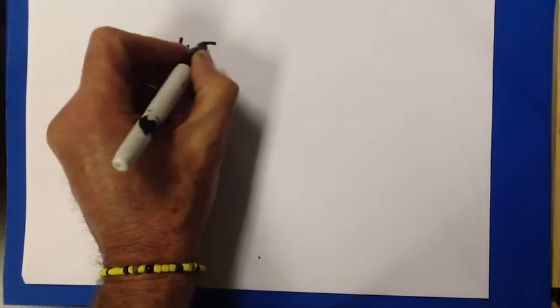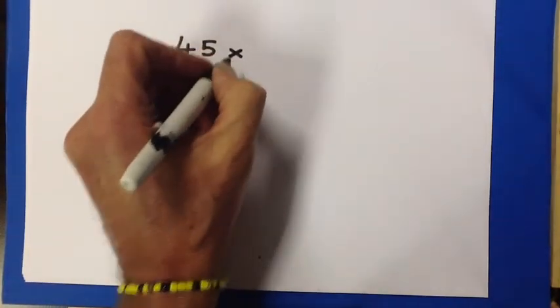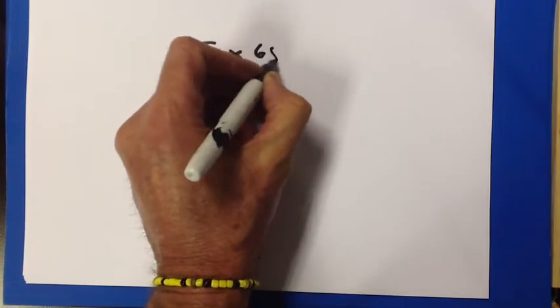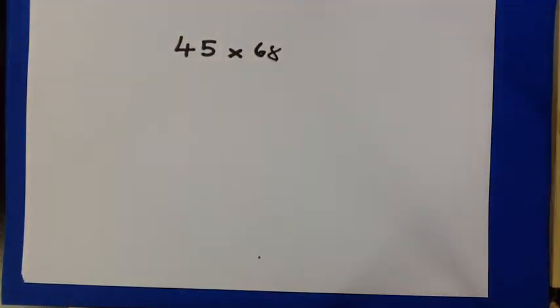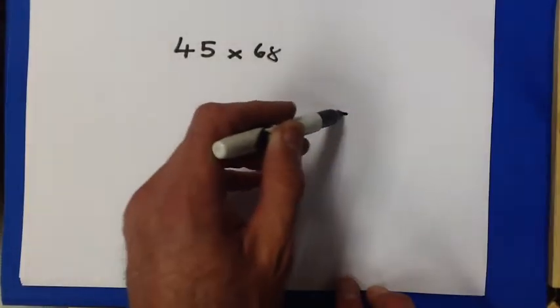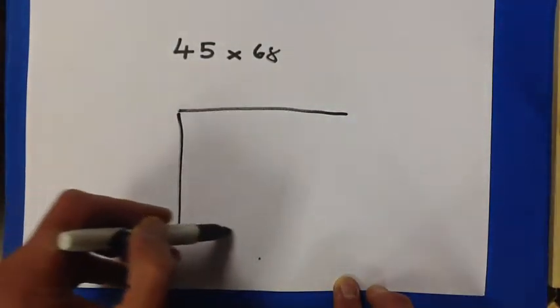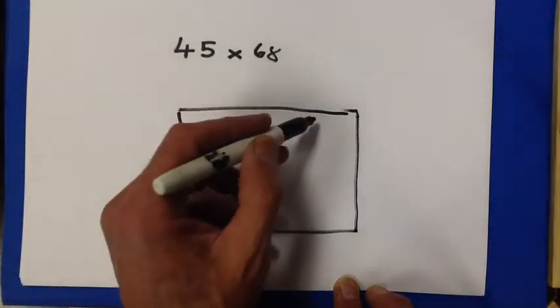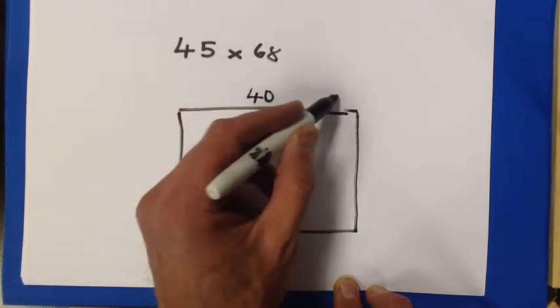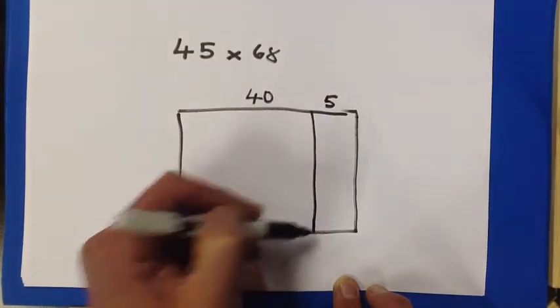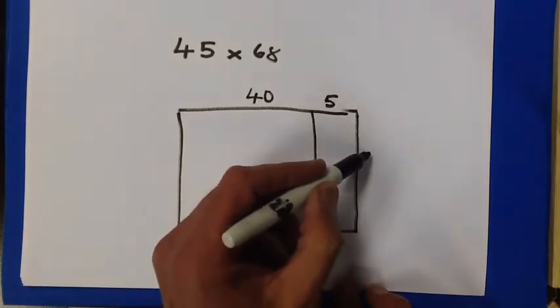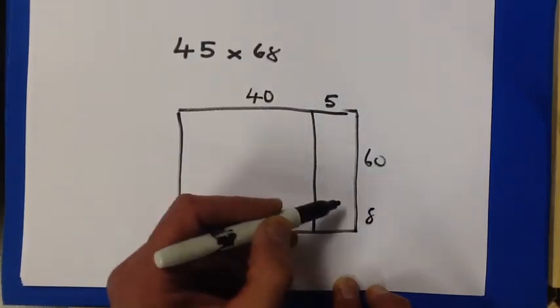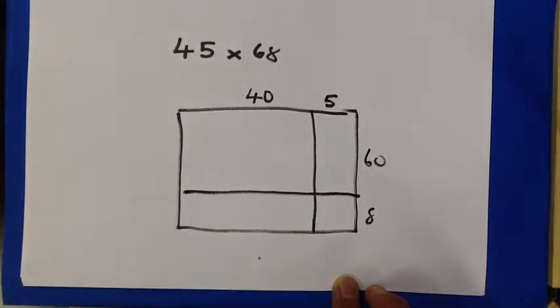Let's try one more before you try some. So let's try 45 multiplied by 68, or 45 times 68. So let me draw my rectangle. There we go. So I'll chunk 45, so that's going to be what, 40 with 5. Okay. Then I'll chunk 68, so it's going to be 60 with 8. There you go, so there's my picture.